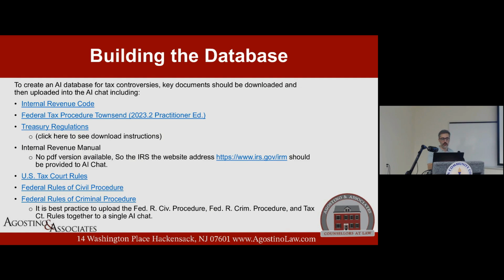There's the Internal Revenue Code channel. We have the Federal Tax Procedure book that we use. We have the Treasury regulations. There's about, I believe, 20 downloads, and it's a long process to set it up, but it's worth it. You have the whole Treasury regulation volumes that you could ask questions. The tax court rules, federal rules of civil procedure, and criminal procedure. I use them in the same chat channel, so they are kind of related sometimes. It is easier to set up.